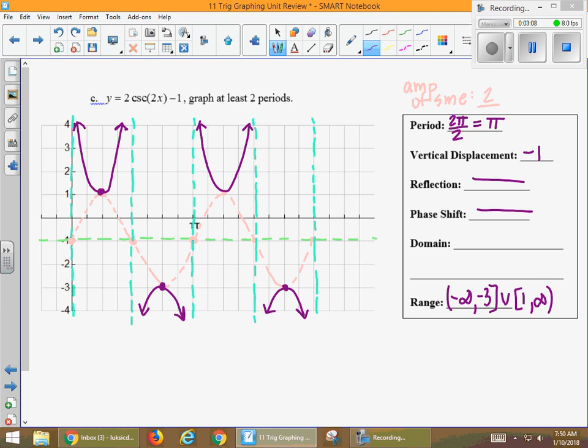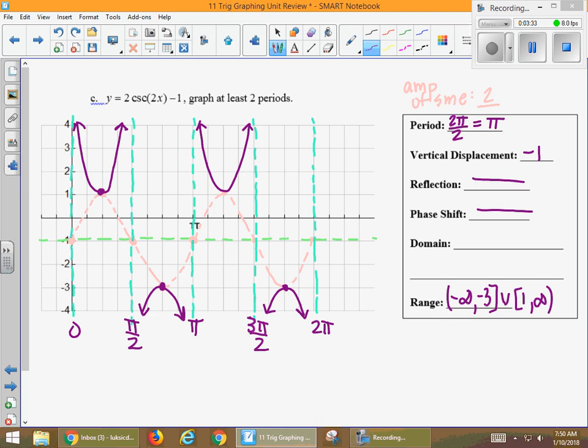Our domain, we're going to exclude where our asymptotes are. So our first asymptote is at 0. The next, it's halfway between 0 and pi, so that's pi over 2. Our next one's at pi. The next one would be at 3 pi over 2. And then 2 pi. So it looks trickier than it is.